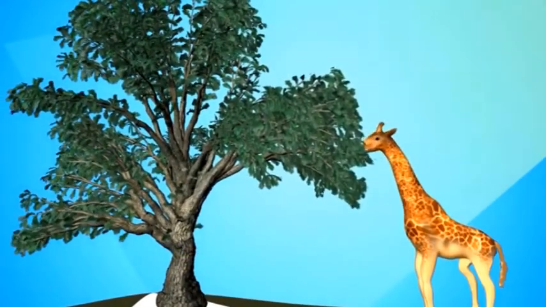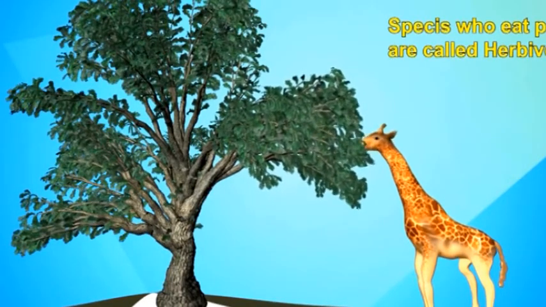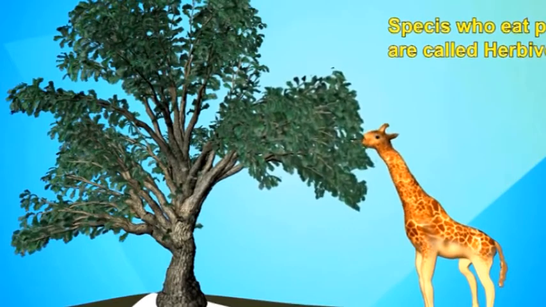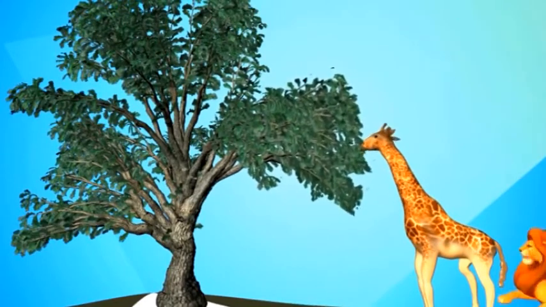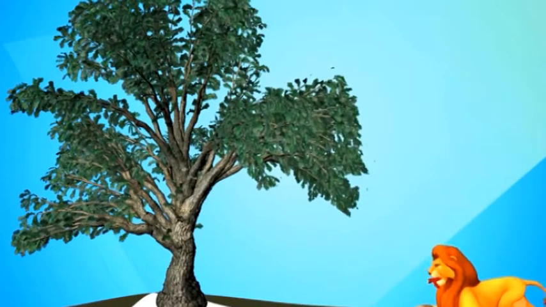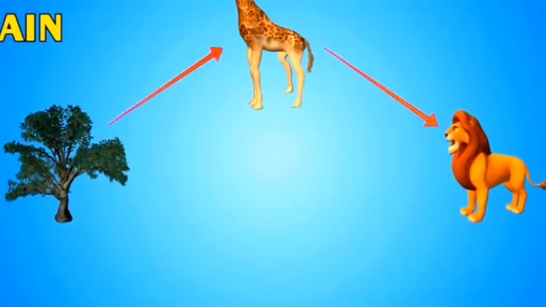Now see, a giraffe is coming. It is eating the plant. Species who only eat plants are called herbivores. Oh, what is happening? A lion is coming. Oh, it is attacking the giraffe. Oh, it has killed the giraffe and is eating it. Species which eat other animals are called carnivores.